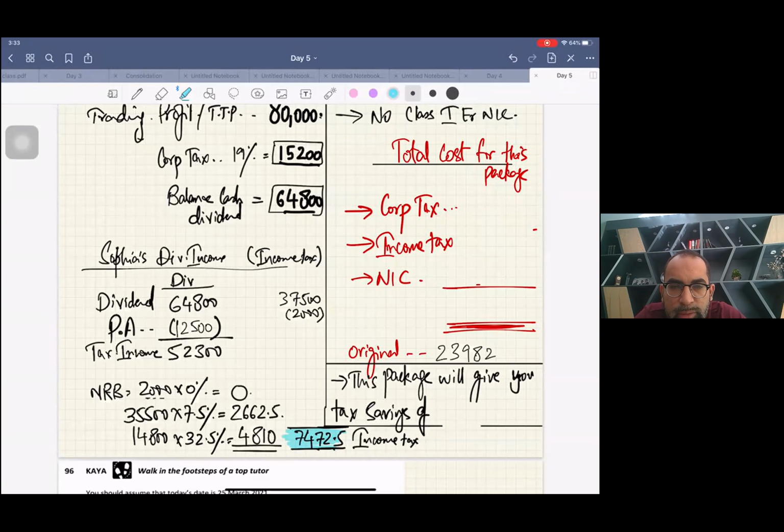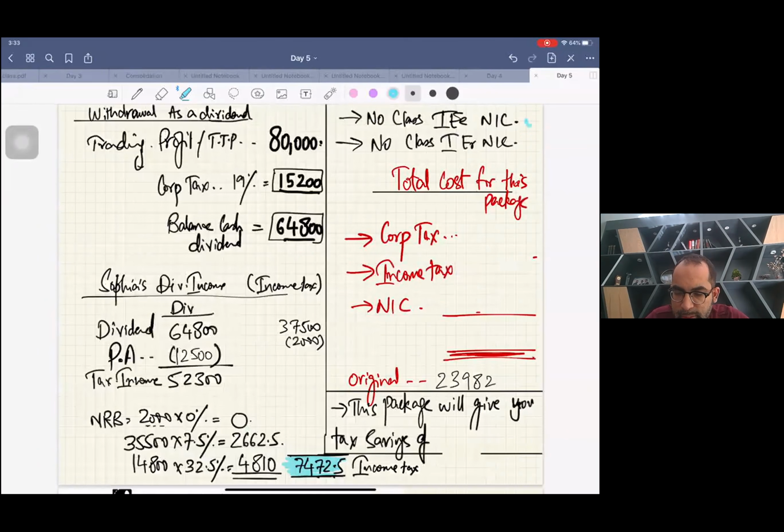2662.5 plus 4810 is 7472.5. Okay, now the income tax is correct. Now let's calculate the total cost. In this case, there is no class 1 employee NIC, no NICs, because there is no employment income. So don't think about NICs and all.